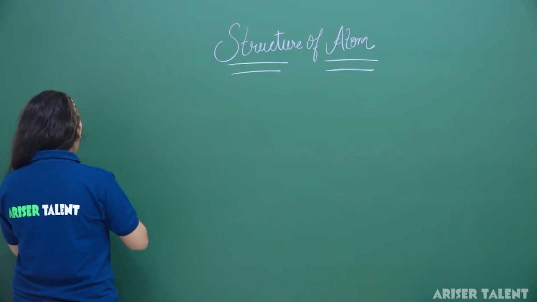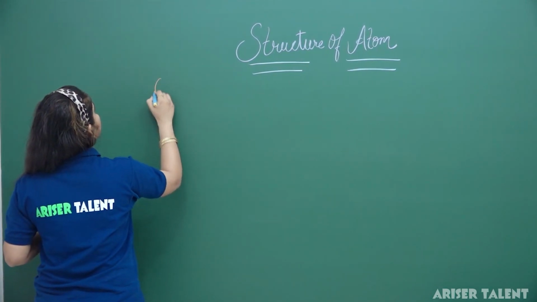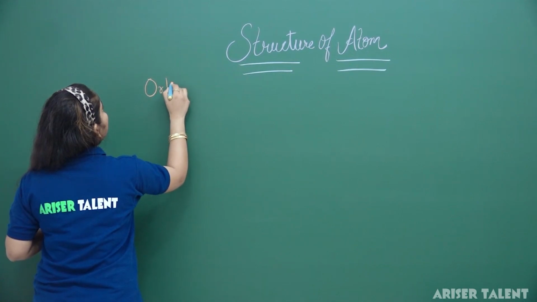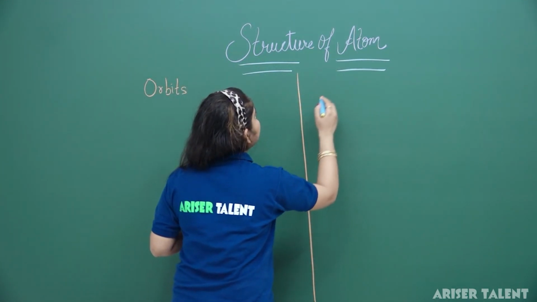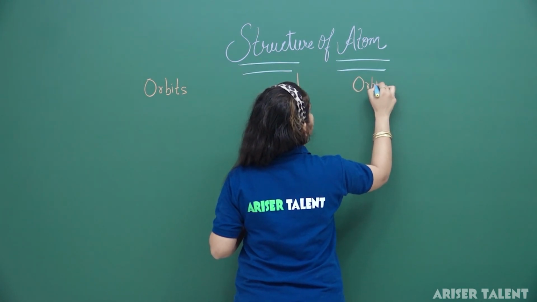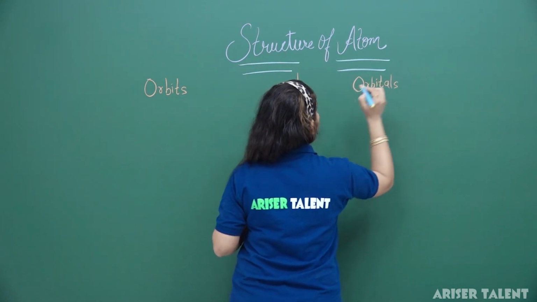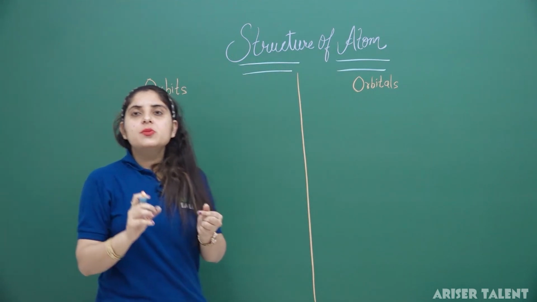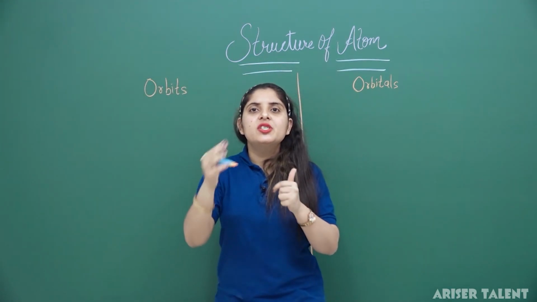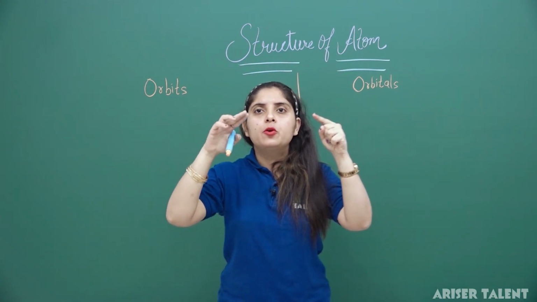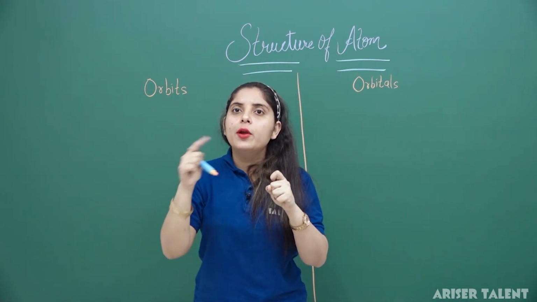So we have our first topic, that is what actually the orbits are, and our second differentiable term, what are orbitals. Our first point of differentiation is that orbits are actually the shells or outermost path of an electron in which the electron is going to revolve.